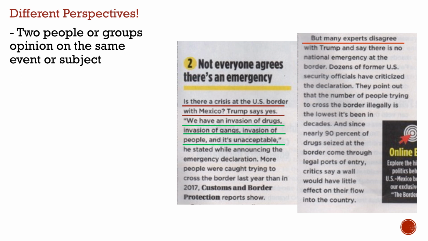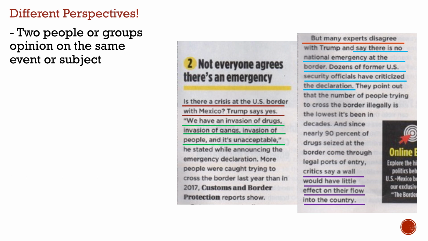Over here, if you'll notice, there's a little bit of a transitional phrase: but many experts disagree. You see how they did that? There's a little transitional phrase. So we know, all right, we're done talking about President Trump and his side of the issue. Now we're going to move on to what another group thinks about this particular issue. And then bam, here we have some information from them. The experts disagree. They say there's no national emergency at the border. Dozens of former U.S. security officials have criticized the declaration. There is short, to the point, sweet. We know exactly and precisely what the other group feels, right?